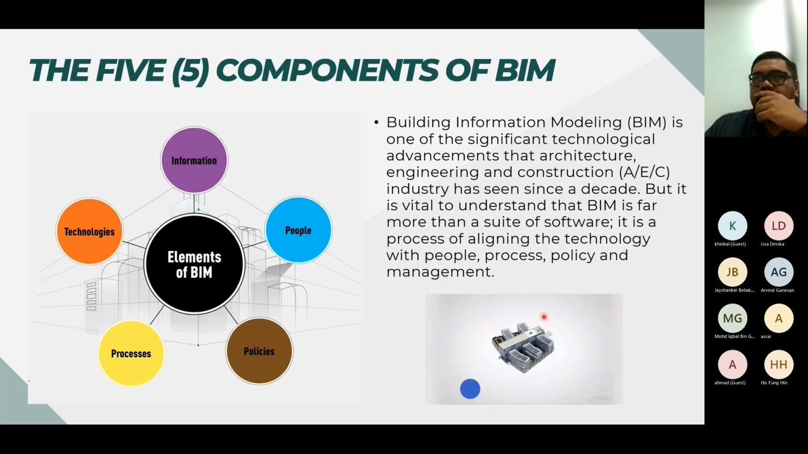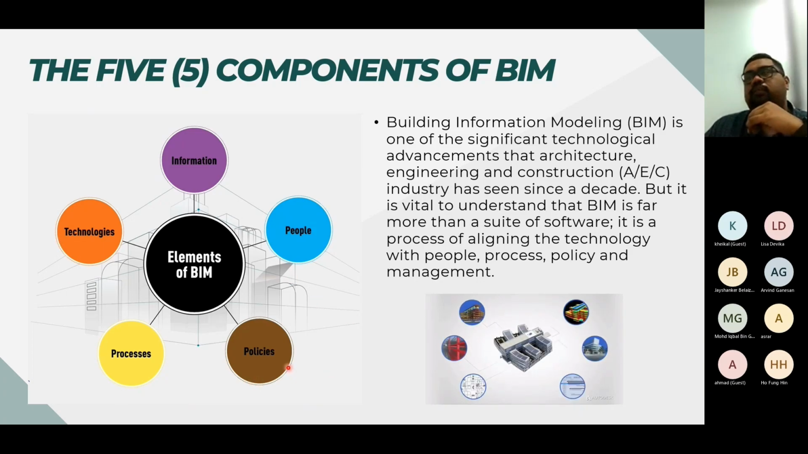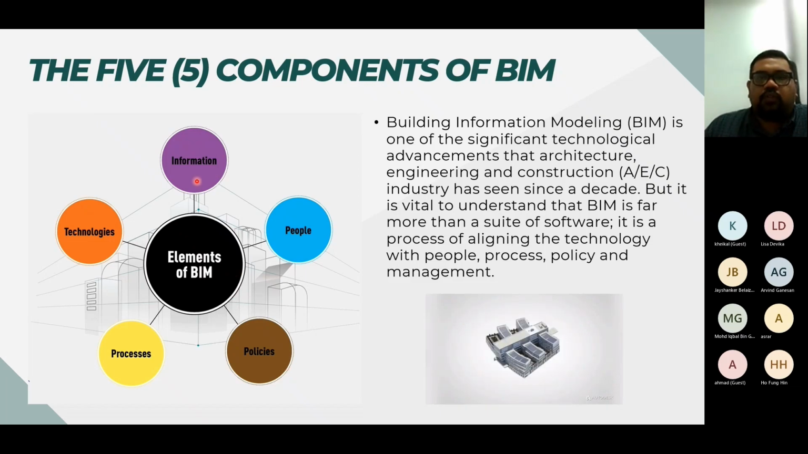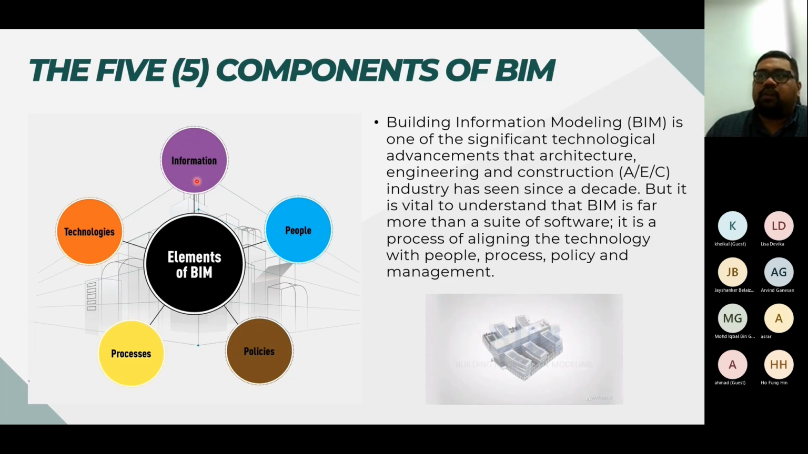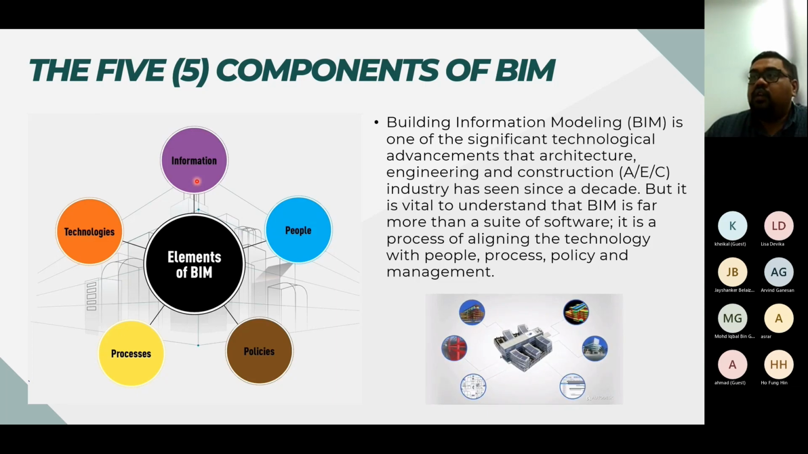Basically in BIM, they have 5 components. Normally it's 4 components: people, technologies, process, and policies. But I would like to add another one, which is information. So the 5 components are information, people, technologies, process, and also policies.